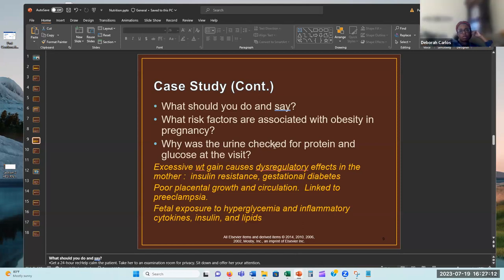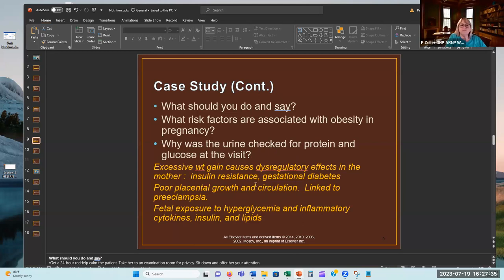Preeclampsia, yeah. So protein in the urine is a sign that the kidneys are stressed. Any client, whether they're pregnant or not, male or female, if there's protein in the urine, it means that the kidneys are not functioning as well as they could be. They're not able to contain the protein. So you can look at this.